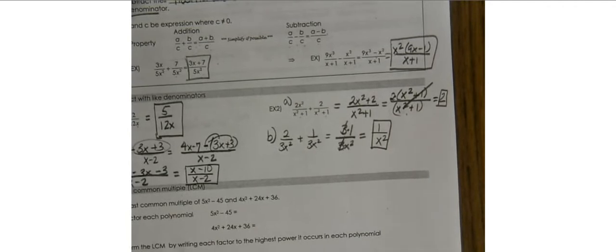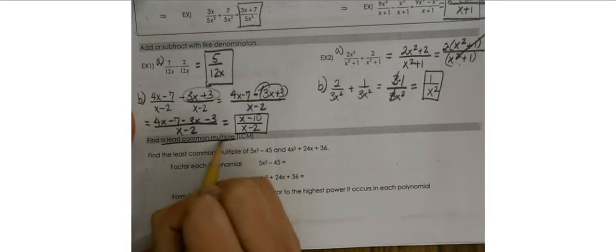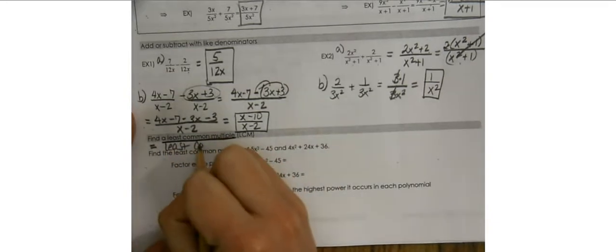So that's how you add and subtract fractions or rational expressions with common denominators. So now what I'm going to practice is how to come up with a common denominator whenever the denominators are not equivalent. So this next skill is how to find a least common multiple. Please note that a least common multiple is essentially the same as a least common denominator.